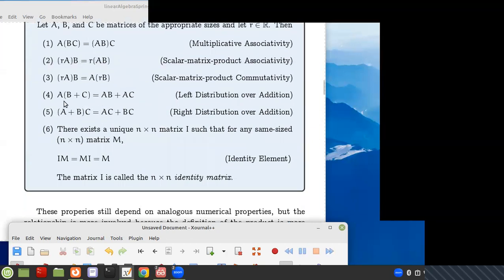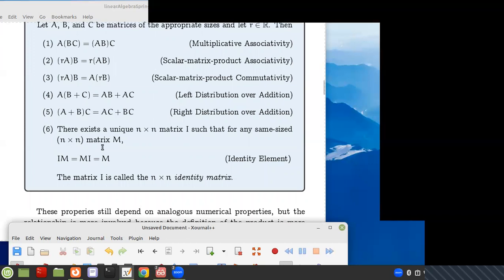Here's one that's interesting. If I multiply A times the sum B plus C, I can just bring it in as A times B plus A times C. Multiplication is left distributive and right distributive. I can move the matrix in on either side. So it has the distributive property of arithmetic, but it's not completely clear that this is an obvious thing.